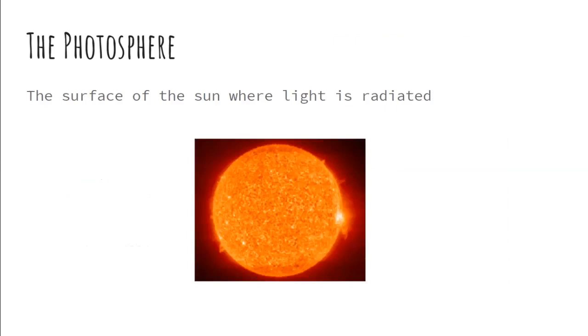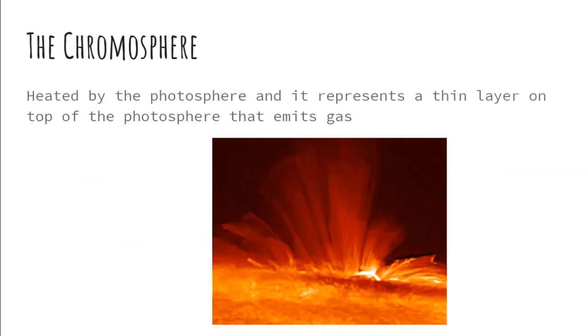The photosphere is the surface of the sun. That's where the light is radiated out to our solar system. The chromosphere is actually a little bit above the surface. It's that thin layer of gas on top of the photosphere. Think of it like an atmosphere, like Earth's atmosphere. The chromosphere is kind of like the atmosphere for the sun.